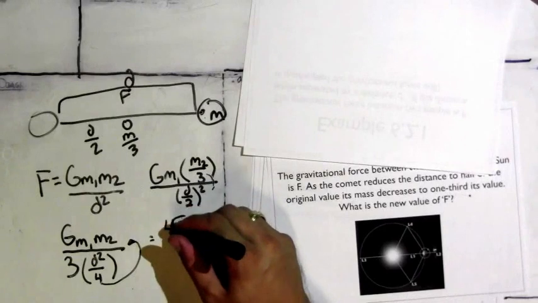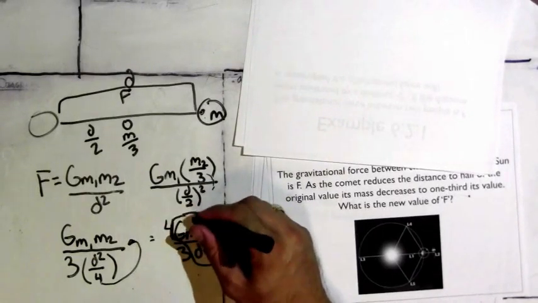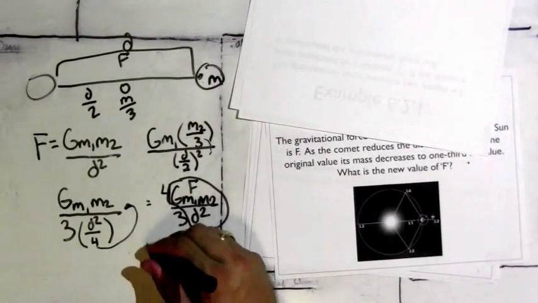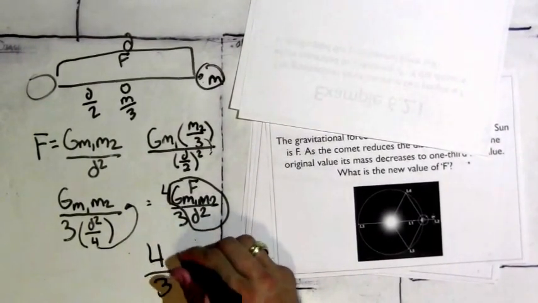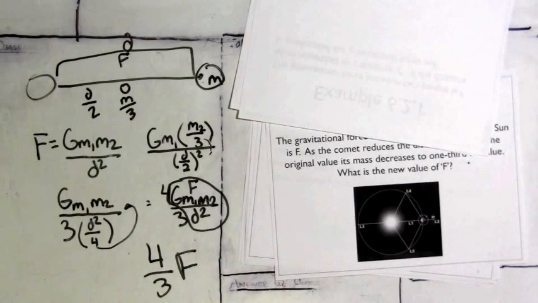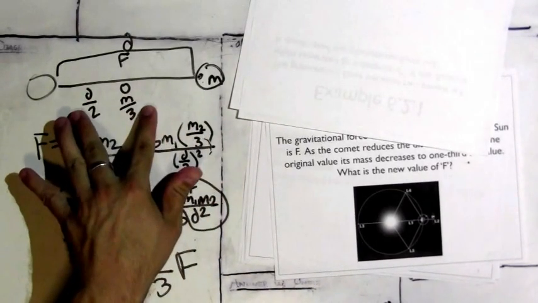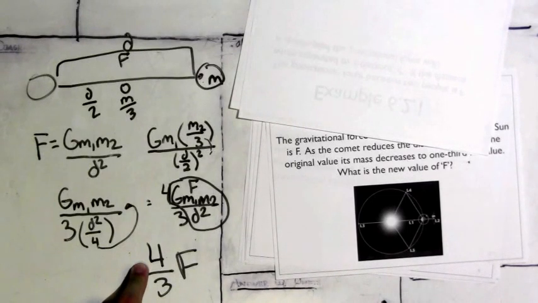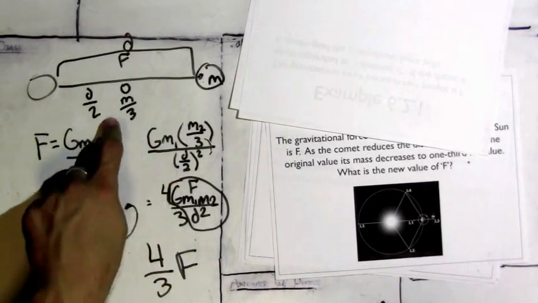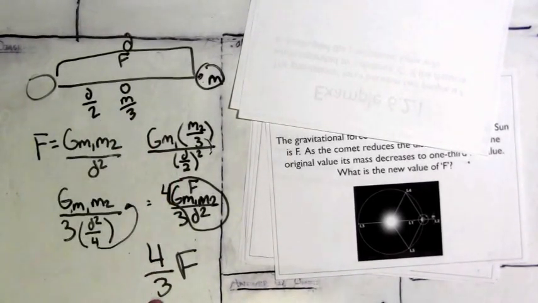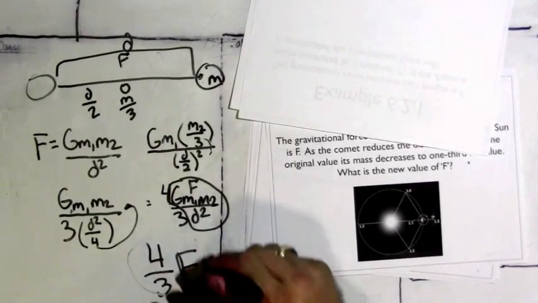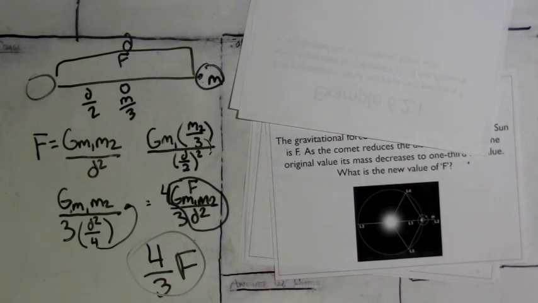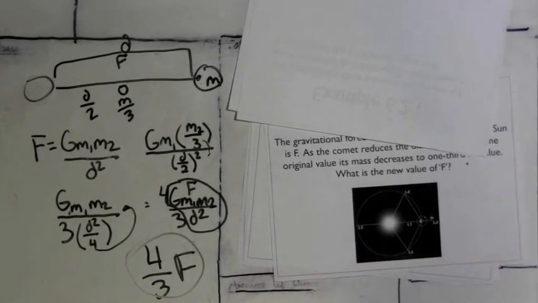Now remember, G m1 m2 over d squared, that right there is F. So the end result is that the answer is going to be 4/3 F. As I reduce the distance between them, the gravitational force is going to go up by a factor of 4. But because I'm reducing the mass of the comet, it's going to make it go down by a factor of 3. So the overall effect is that the gravitational force is pretty close to the same, although it does go up by a small factor.